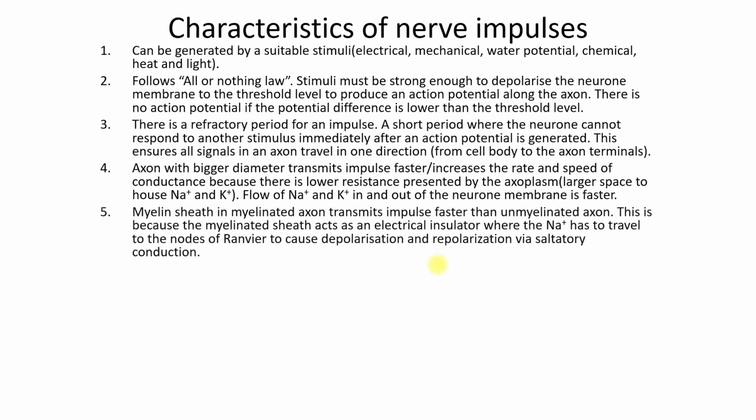Myelin sheath in a myelinated axon transmits impulse faster than the unmyelinated axon. This is because the myelin sheath acts as an electrical insulator, where the sodium ion has to travel to the nodes of Ranvier to cause depolarization and repolarization via saltatory conduction. Just imagine the patches. Let's say the first patch is a non-myelinated axon, the second patch has myelinated axon, while the third patch is again non-myelinated axon. So instead of one patch to another being depolarized and repolarized, the generation of action potential, or impulse, will jump or skip a patch. Skip a patch. We'll further explain that in a diagram after this slide.